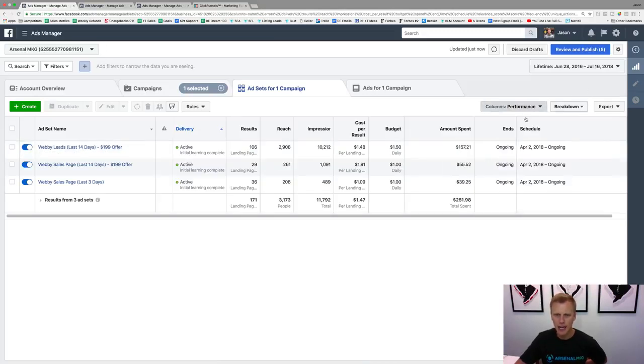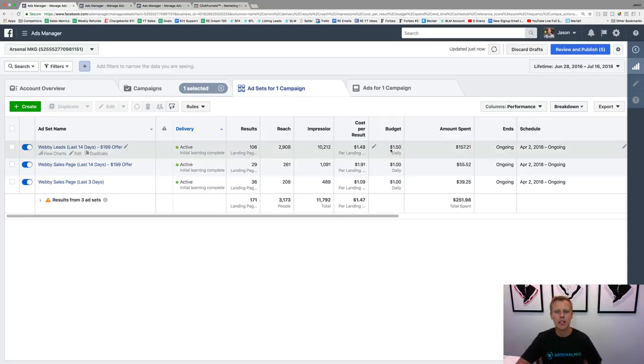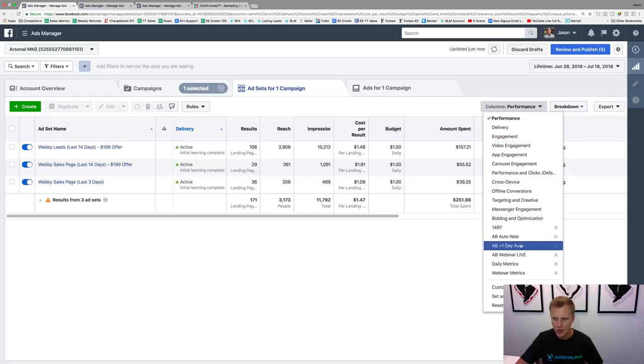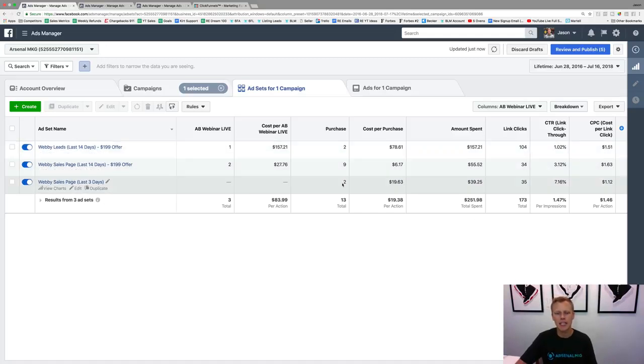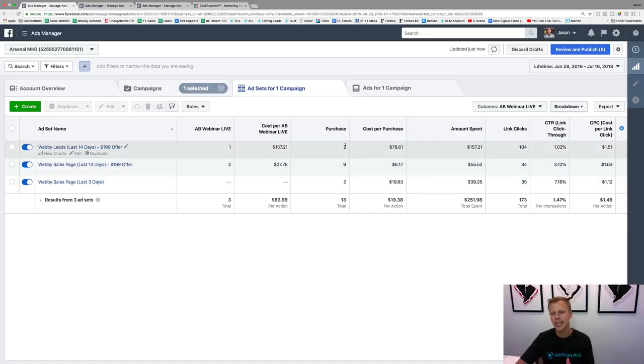Now if we go back here, I can't remember the exact budget. Oh, look at this, guys. We got $1.50, $1, and $1 per day. So now if we look at the actual purchases over here, these purchases represent a $199 purchase, because that's what we're sending them to. You can see this one is pretty good. It's not absolutely killer. This one's absolutely crushing it right here. But this two represents a $199 purchase. So we've got two at $199. So we've made basically $398, and we've spent $157 with a cost per purchase of $78.